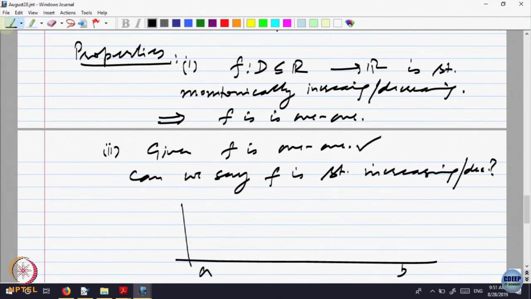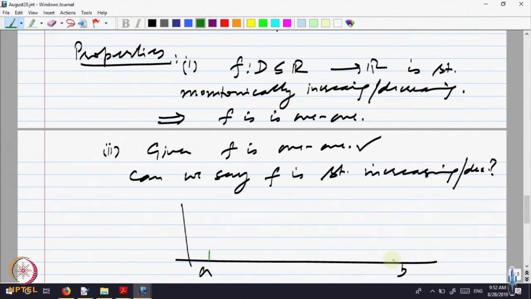We want a graph of a function which is 1-1, but it is not monotonically increasing or decreasing. Just a picture, I do not want a formula. It seems it is not possible to draw it, looks like you may not, but let us try to draw. If we want to draw it, what should happen?